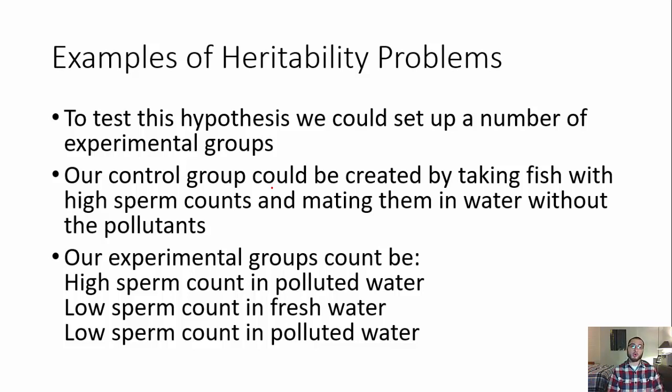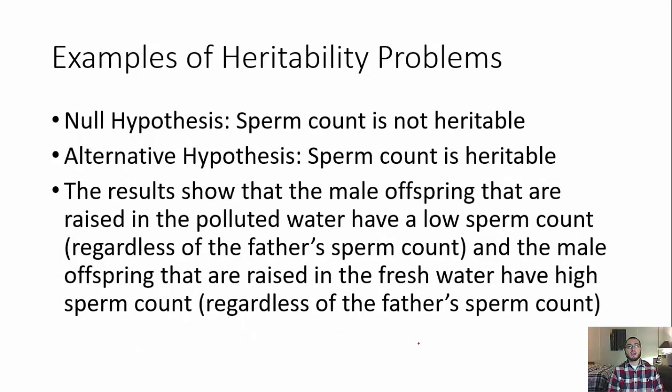So we'll take more high sperm count males and mate them in polluted water now. Then we can also take low sperm count ones and put them in our freshwater ones. And then, of course, we have our low sperm count ones in polluted water, which is what's happening in nature, in real life. So we have our 4 different groups, and we can compare them.